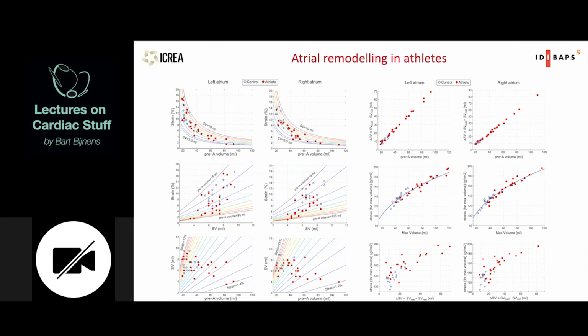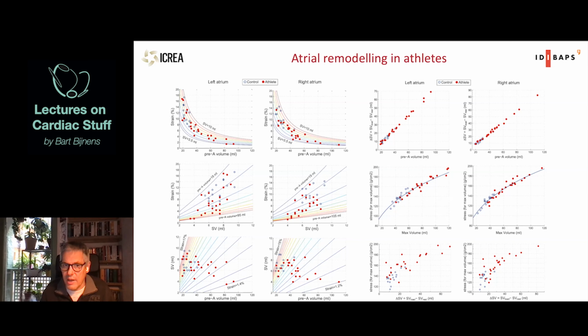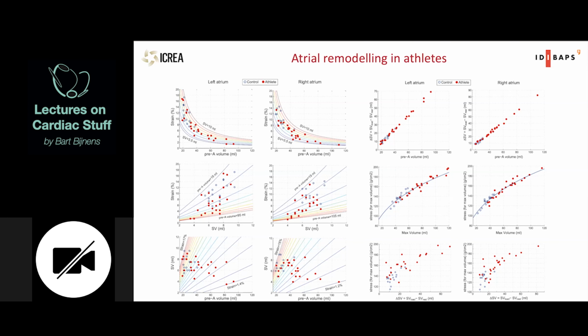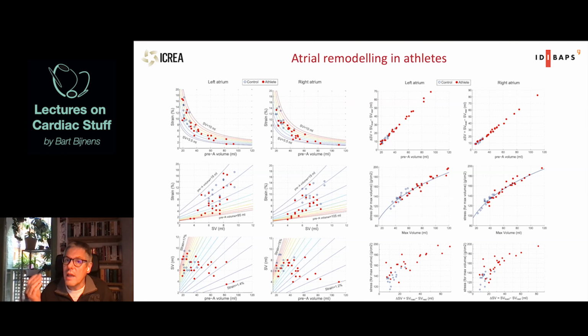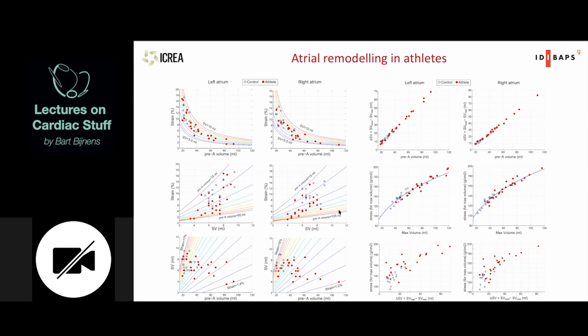Bart, one question. This is the stroke volume from the atria? Atria. This is atrial contraction stroke volume. So how is it computed then? You can just measure it, and you can measure the flow coming in as well, no?